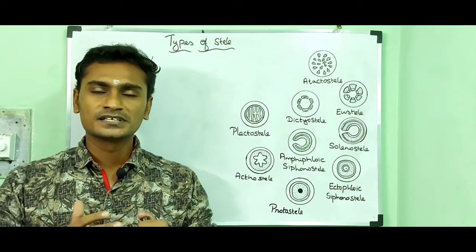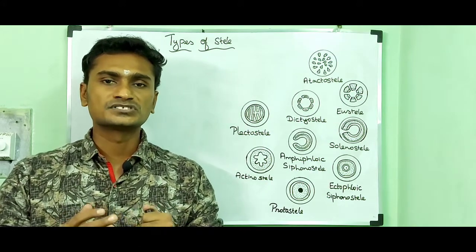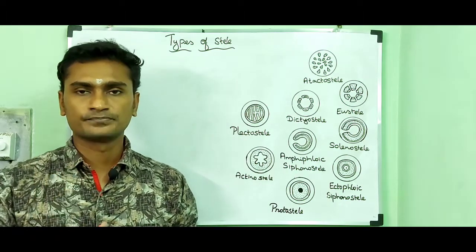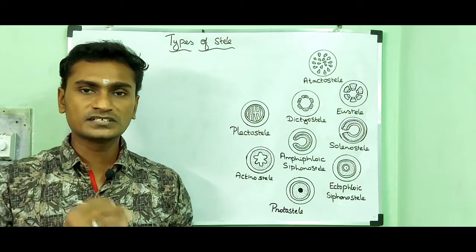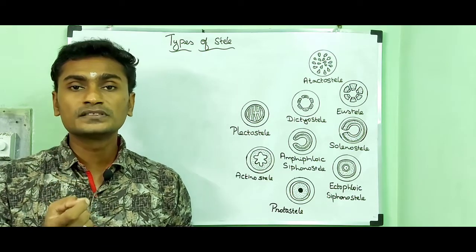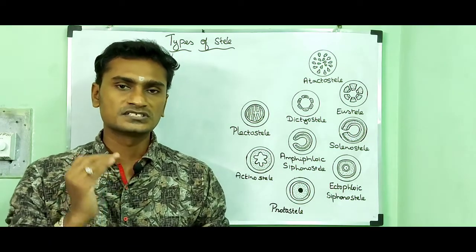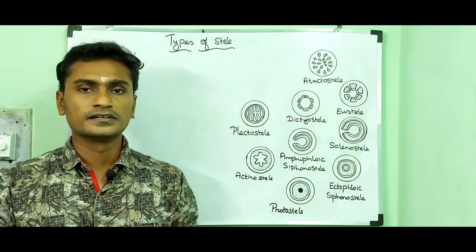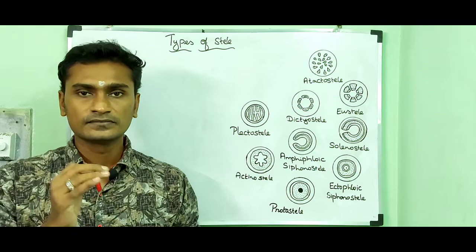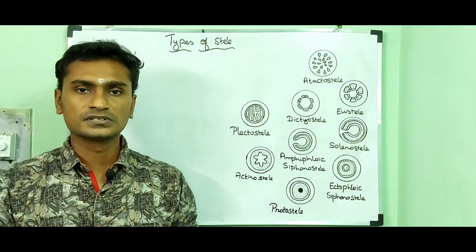In this video, we are going to discuss a topic called types of steel. First, you must understand what is called steel. Steel can be defined as the central vascular cylinder with or without pith, and that structure is called steel. Steel is a vascular cylinder, a centered vascular cylinder with pith. Pith may be present or absent.